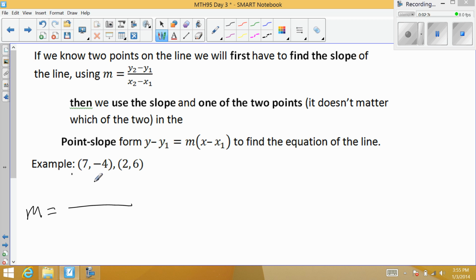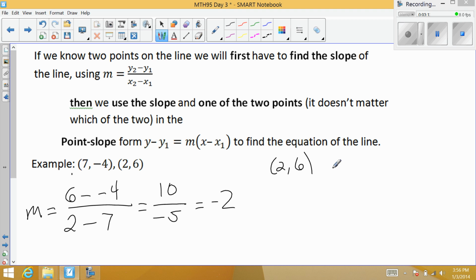So m equals y2, which is 6, subtract y1, which is -4, be sure to watch your signs there, divided by x2, which is our 2, subtract x1, which is our 7. So 6 subtract -4 is 6 plus 4, which is 10. 2 subtract 7 would be -5, and we know our slope is -2. Now we'll take this slope and one of the 2 points, whichever looks easier to work with. I think I would grab the second point, the (2, 6), simply because it has both values positive, a little less complicated then.